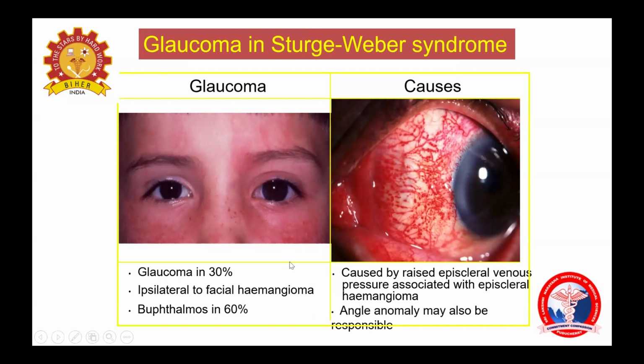Glaucoma in Sturge-Weber syndrome. Glaucoma occurs in 30% of patients with Sturge-Weber, and you could have bilateral facial hemangiomas as seen, with buphthalmos in 60%. You can make out that the cornea here is slightly larger. It is caused by raised episcleral venous pressure associated with episcleral hemangioma, and the angle anomaly may also be responsible for the increase in intraocular pressure.